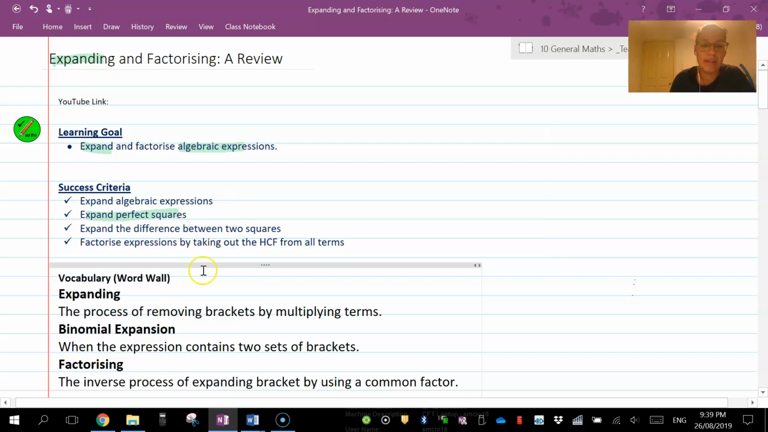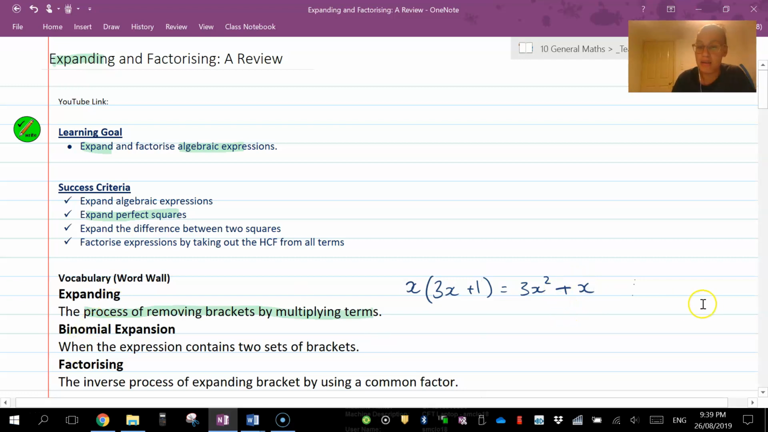So expanding is the process of removing the brackets from your equation. You do that by multiplying terms. This is very familiar to those that remember the distributive law, as we most likely would. That is what you're doing, but there's lots of ways to remember it. So if you had x times 3x plus 1 gives us 3x squared, because that's x times x, times 3, plus x. So that is expanding using brackets.